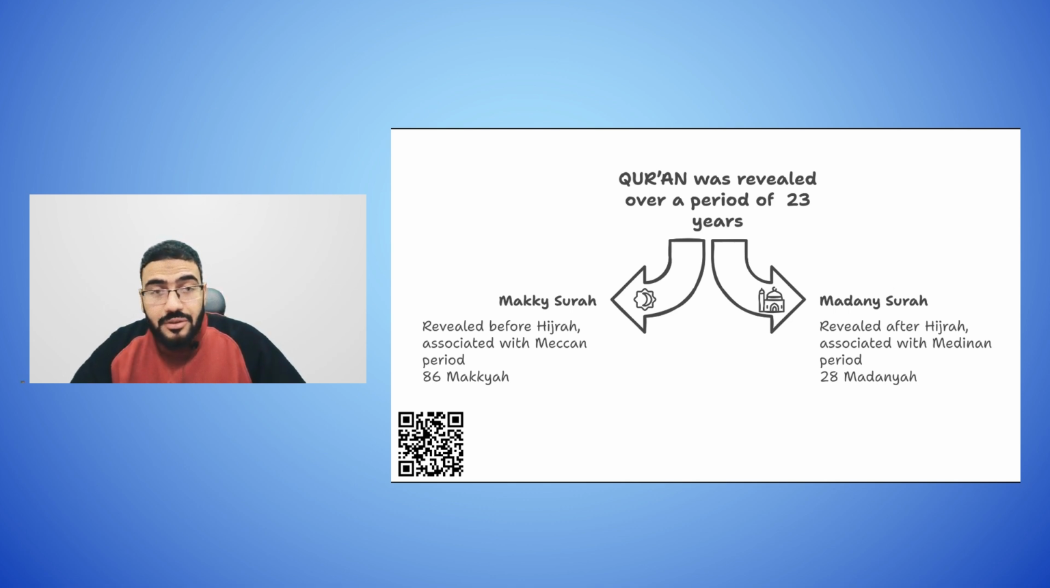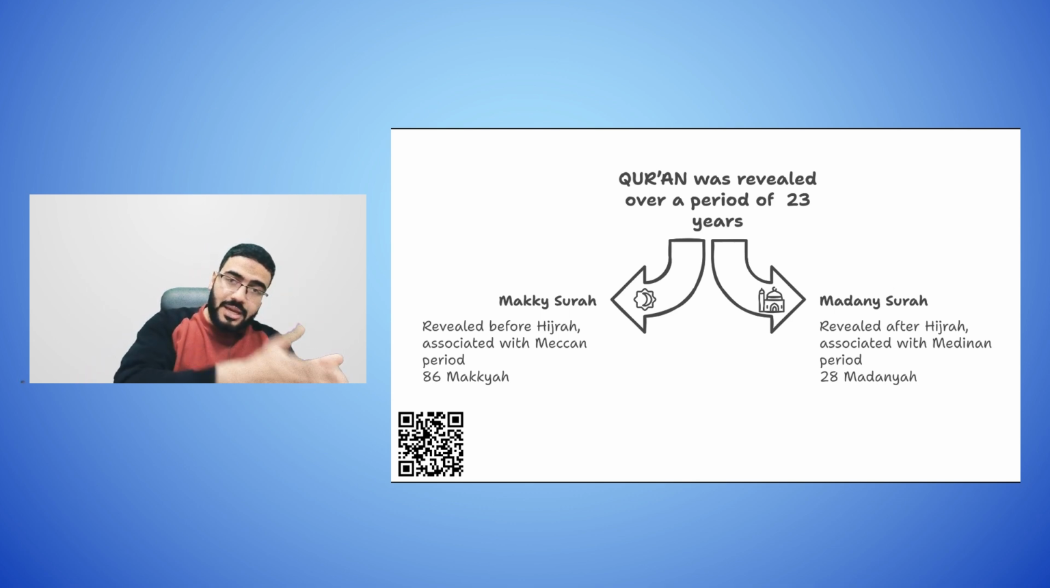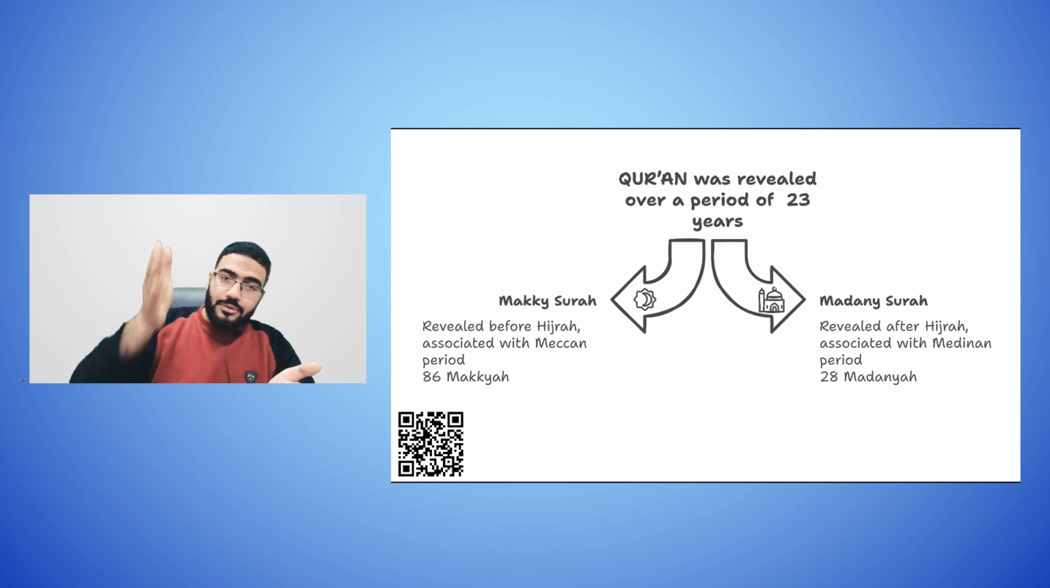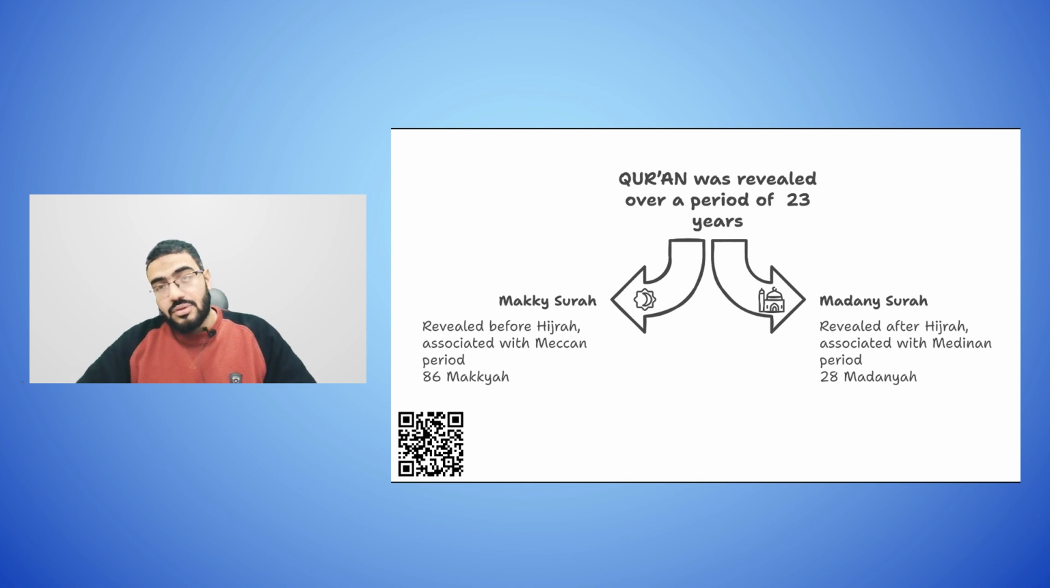So Makki means it was revealed before migration. You know, there is disagreement between the scholars. We say this opinion, that all the surahs that were revealed before the migration, when the Prophet ﷺ migrated from Mecca to Medina, are considered Makki Surahs, and they are 86 surahs. And then the surahs after migration, we call Madani Surahs, revealed after Al-Hijrah, they are 28. 28 what? Tell me, 28 surahs, right?